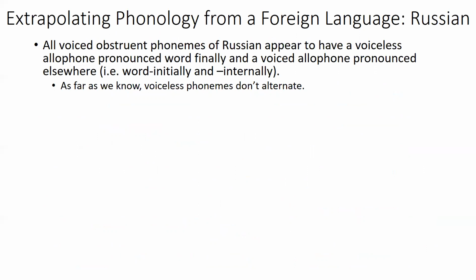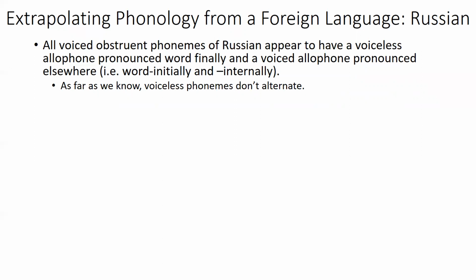So what we've concluded so far is all voiced obstruent phonemes of Russian appear to have a voiceless allophone, pronounced word finally, and a voiced allophone pronounced elsewhere, right? We're thinking it's word initially and word internally, but we're not going to say that because we want to be sympathetic to those Russian babies. They have 5 years to learn Russian. They can't be learning about word initially and word internally. They just need to know elsewhere.